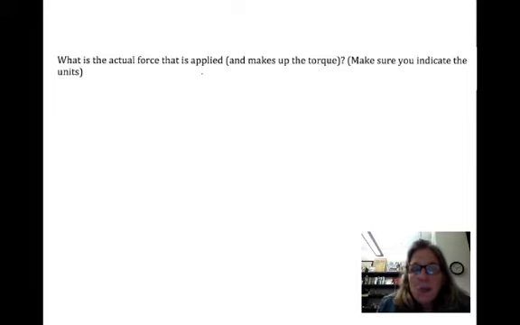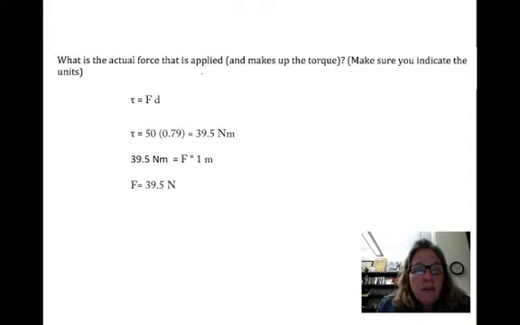The next question says, what's the actual force that's applied? You have this force, you don't know what it is yet, but it makes up the torque. We know torque is also equal to the force times the distance between the force and the center of rotation. So we take the torque, which we already calculated earlier, 39.5, and put that equal to force times distance. We can solve for F, and F is actually equal to the torque, kind of accidentally. It's 39.5 newtons. The force is equal to the torque, 39.5 newtons. I hope that helps.